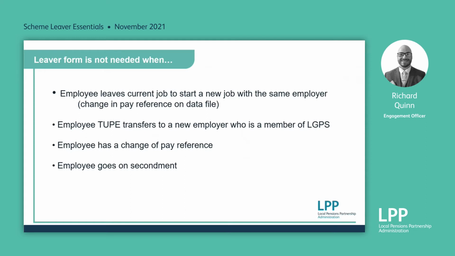A change in pay reference or if an employee goes on secondment are other reasons where we wouldn't require a leaver form. These amendments can be notified to LPPA again via the submission file, and again you would just need to input the members' details on the relevant columns, and we can use this to update the member's record to reflect these changes.